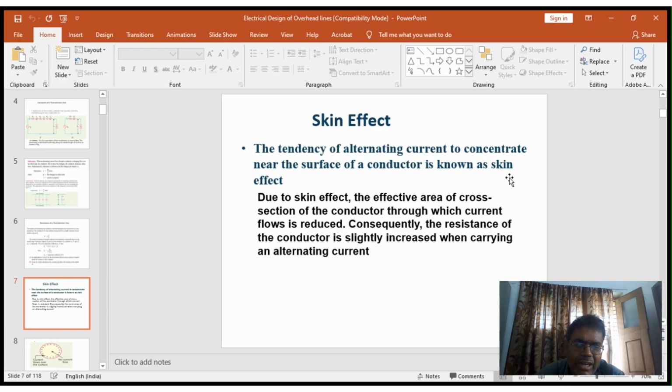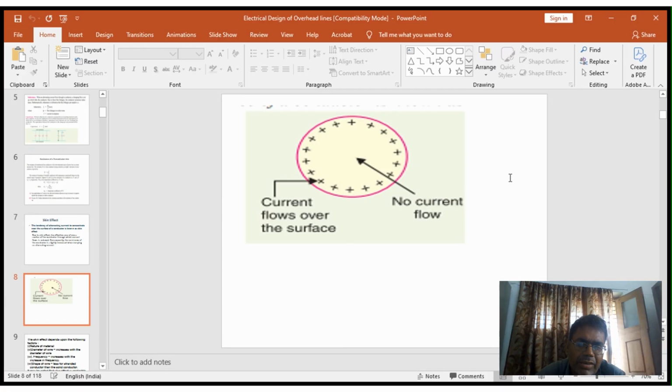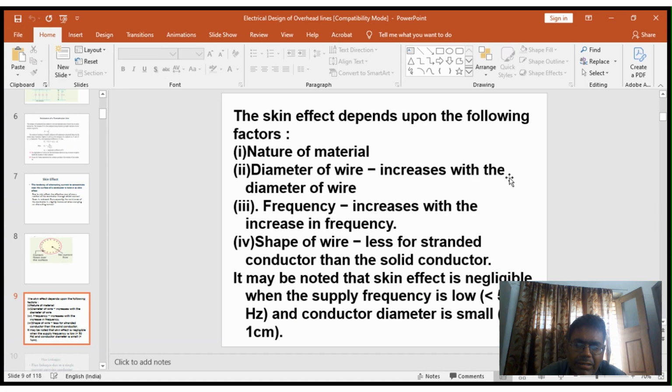Due to skin effect, the cross-sectional area through which current flows in the conductor is reduced. Consequently, R is equal to rho L by A; when the cross-sectional area is reduced, the resistance increases in the case of an AC circuit. That is the skin effect. There is no current flowing through the middle of the conductor. Current flows only on the surface of the conductor.